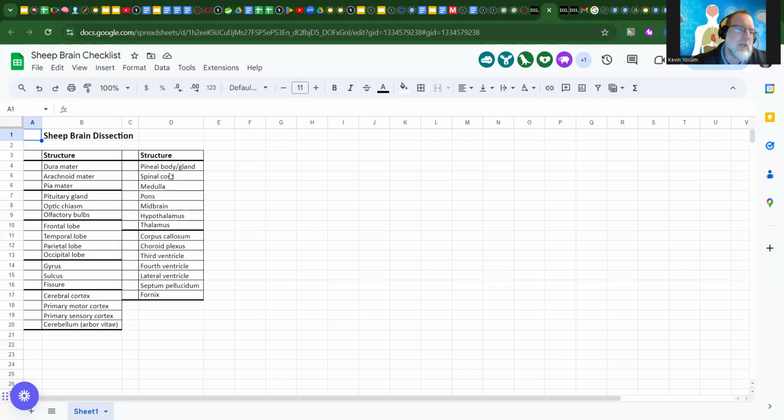Actually, even before we cut the brain in half, we'll definitely be able to see the spinal cord. We may be able to see a little pineal, but we'll definitely be able to see the medulla and the pons. But then the midbrain, hypothalamus, and thalamus. The thalamus will definitely have to cut the brain open to see that. But the hypothalamus, which is inferior below the thalamus, this is where the pituitary. Where's that? Right there. So the pituitary is connected with the hypothalamus.